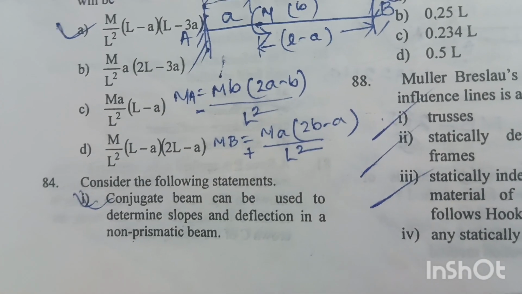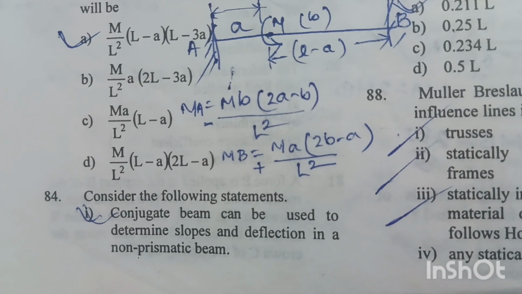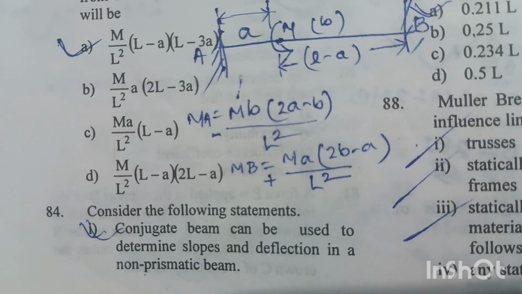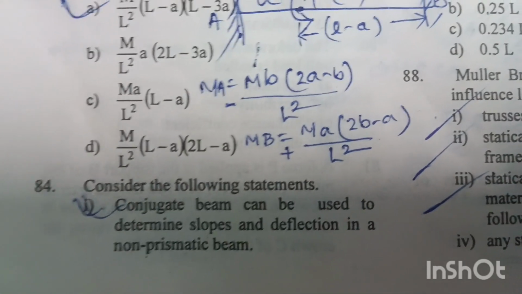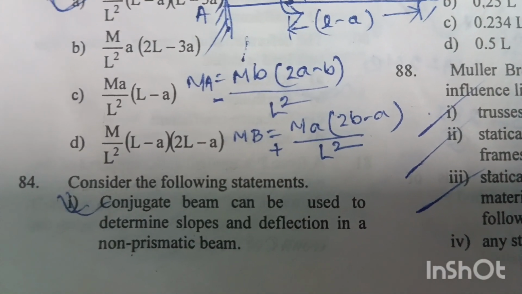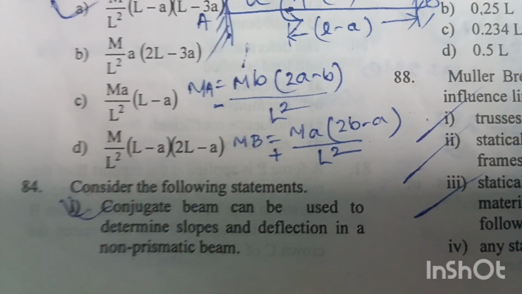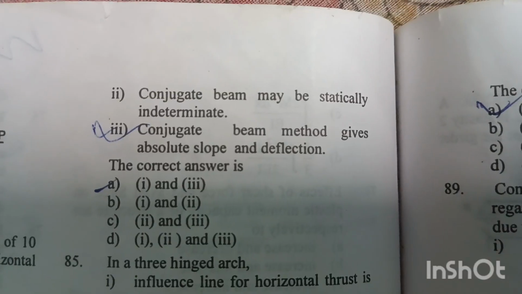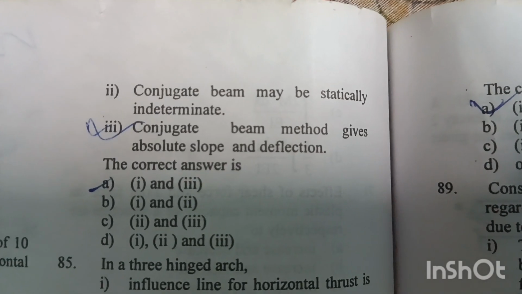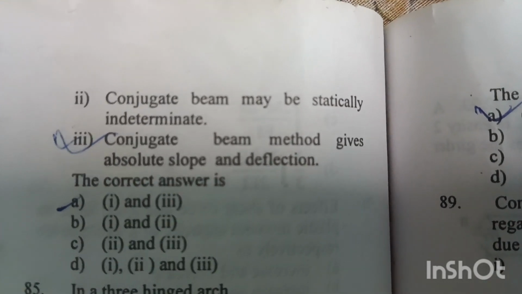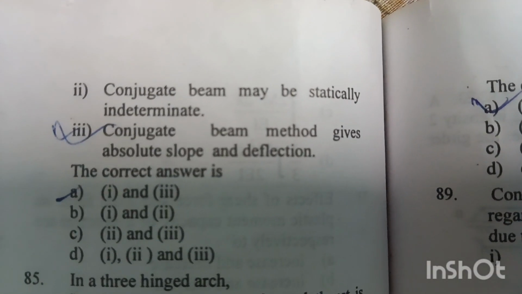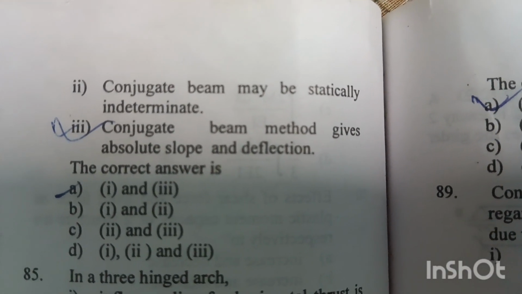Question number 84. Consider the following statements. Statement 1. Conjugate beam can be used to determine the slope and deflection in a non-prismatic beam. Yes, conjugate beam can be used to determine slope and deflection in a non-prismatic beam. A non-prismatic beam is the beam where the flexural rigidity EI is not constant. Statement 2, conjugate beam may be statically indeterminate. No, conjugate beam is statically determinate. So this statement is wrong. Statement 3, the conjugate beam method gives absolute slope and deflection. This one is correct. So option A is the right answer.